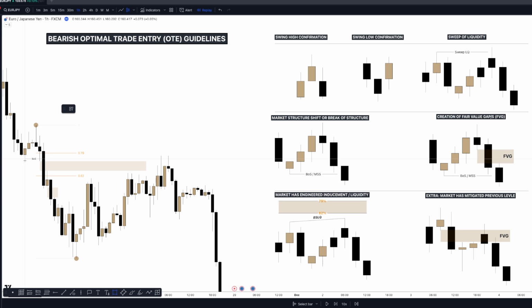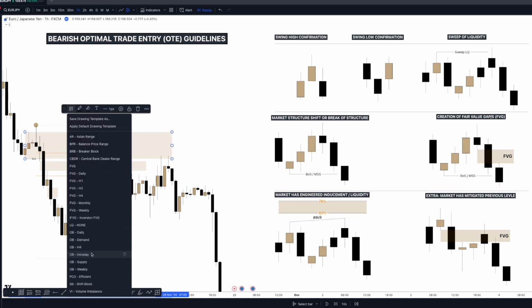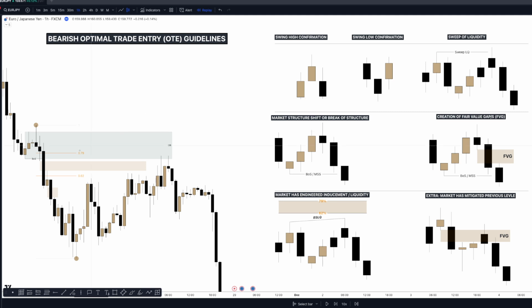What else do we see? We have a supply zone or order block within that ratio as well. My personal preference is I'm taking the first fair value gap or overlapping order block within that closest to the 62 ratio.